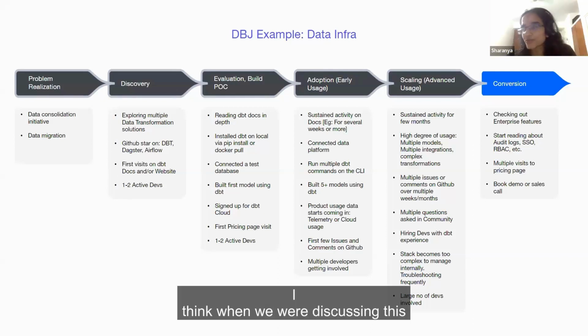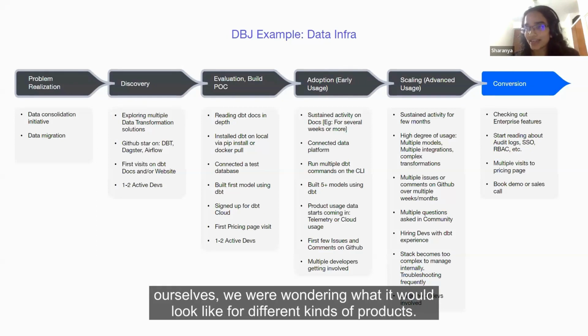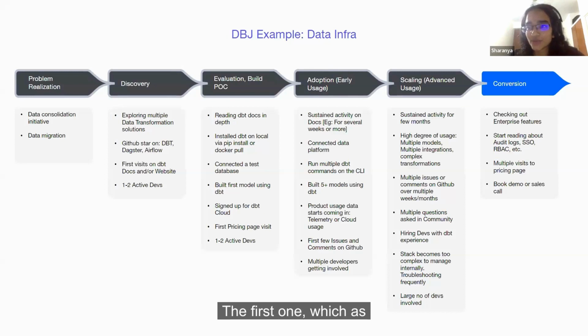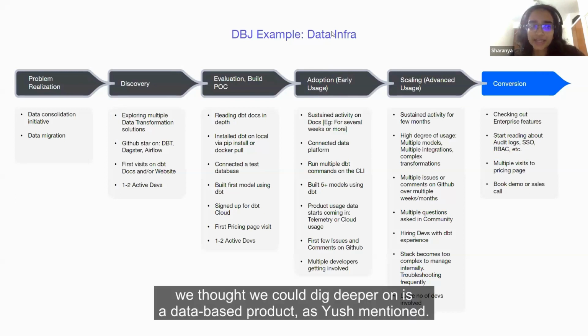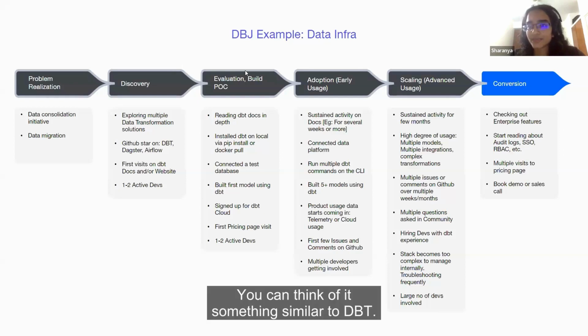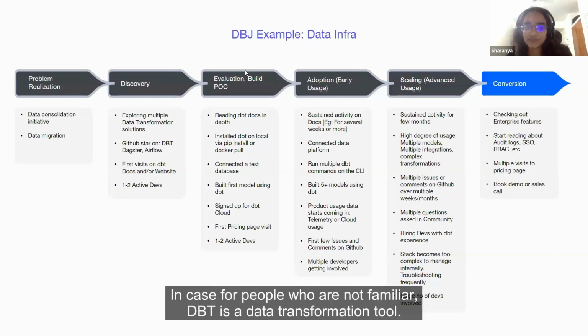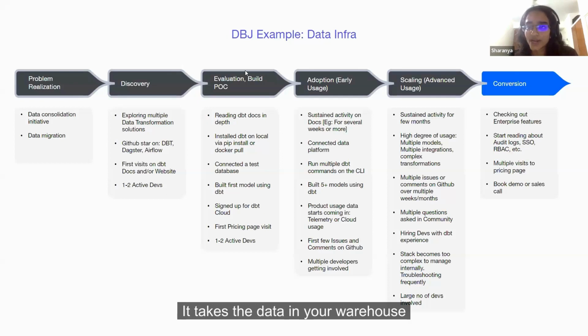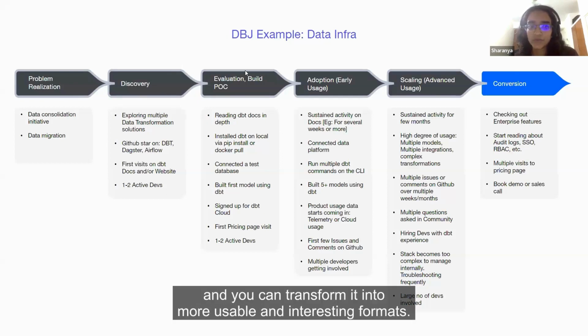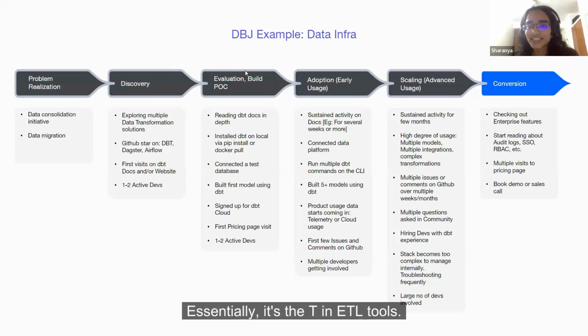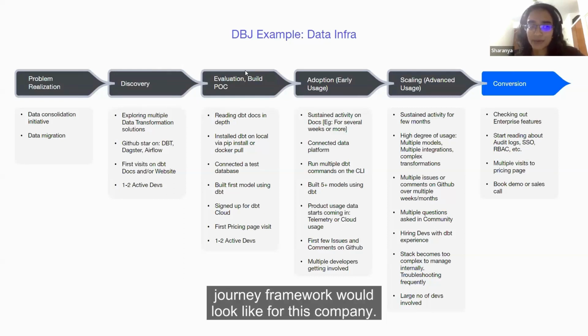Perfect. Cool. So when we were discussing this ourselves, we were wondering what it would look like for different kinds of products. And the first one, which we thought we could dig deeper on, is a database product, as Piyush mentioned. You can think of it as something similar to dbt. For people who are not familiar, dbt is a data transformation tool. It takes the data in your warehouse and you can transform it into more usable and interesting formats. Essentially, it's the T in ETL tools. So let's look at what the developer buying journey framework would look like for this company.